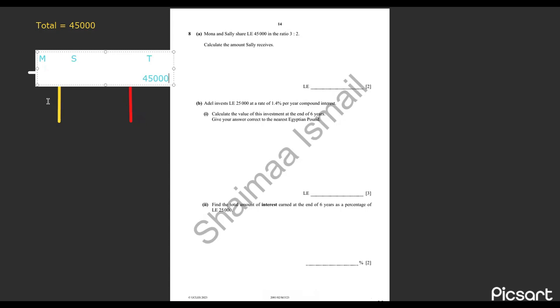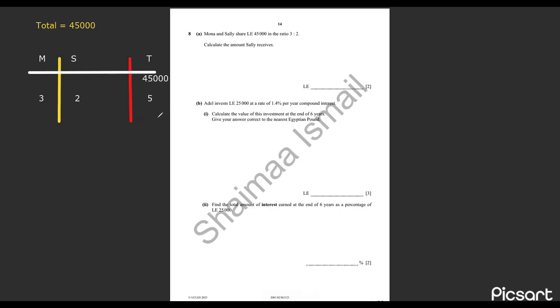And here as a fraction, as its ratio, Mona is 3 to 2. So the ratio here of the total is 5. So if you want to get anything, here we just say 45 divided by 5, which is equal to 9,000. So if you want to know the share of Sally, we multiply any number by 9,000. So we needed to know Sally, so we multiply the 2 by the 9,000. So 2 multiplied by 9,000 would be equal to 18,000.